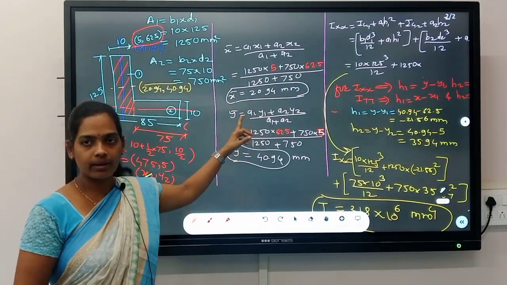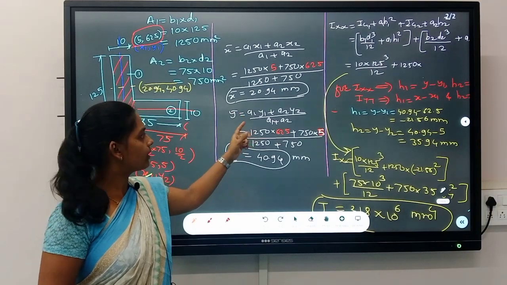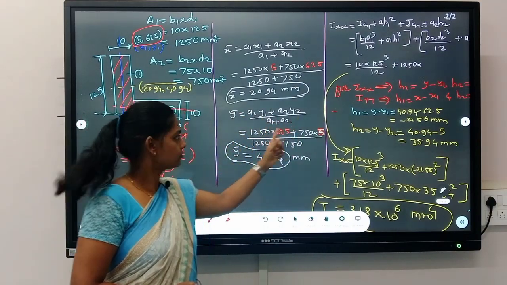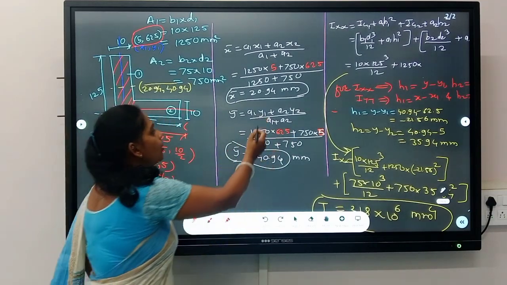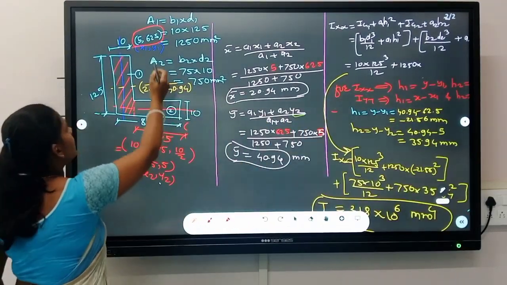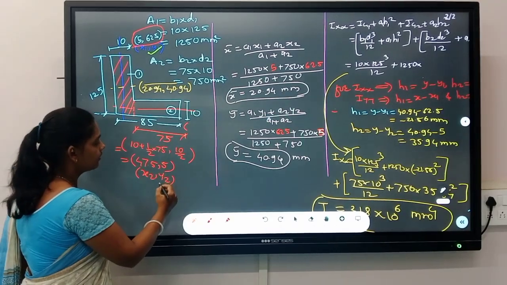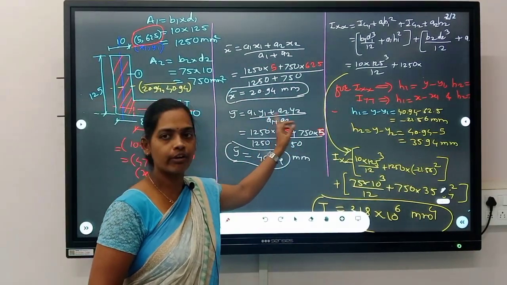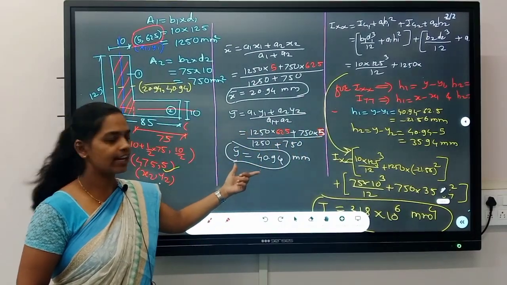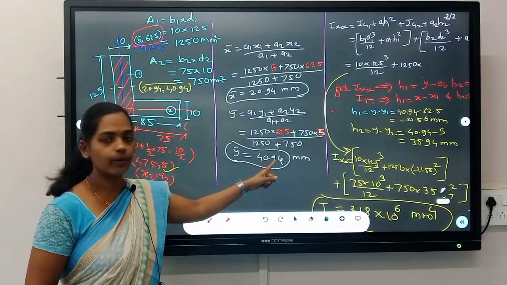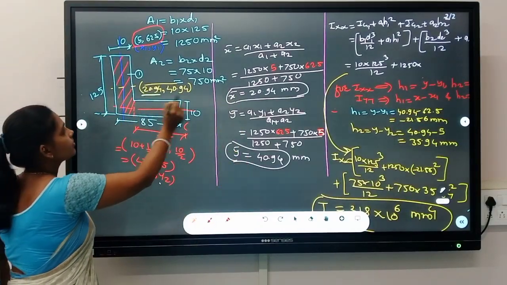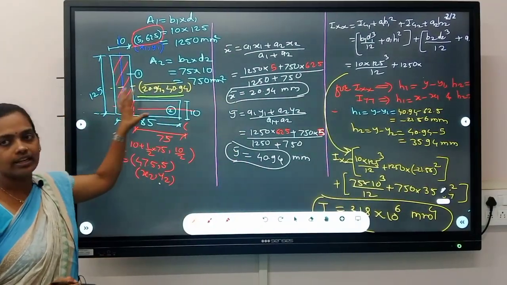Similarly, we can calculate y bar. The formula to calculate y bar is a1y1 plus a2y2 divided by a1 plus a2. So put concerned values y1 and y2. We are concerned about this 62.5 and this 5. So 62.5 and 5, these are the values for y1 and y2. Put all the values and calculate y bar. It becomes 40.94. So x bar and y bar, these are the centroids of the whole L section.